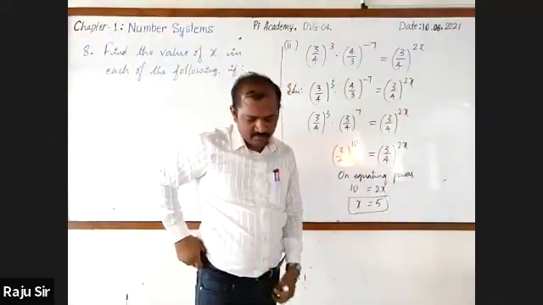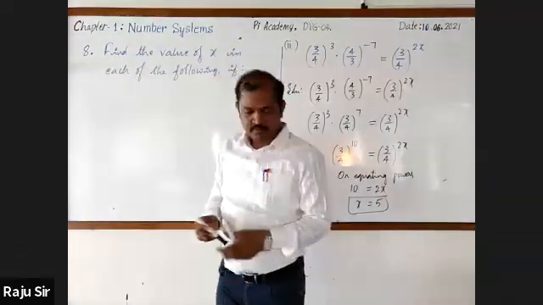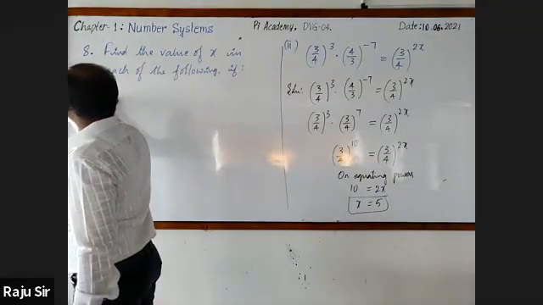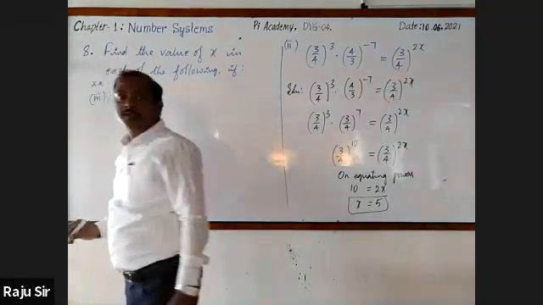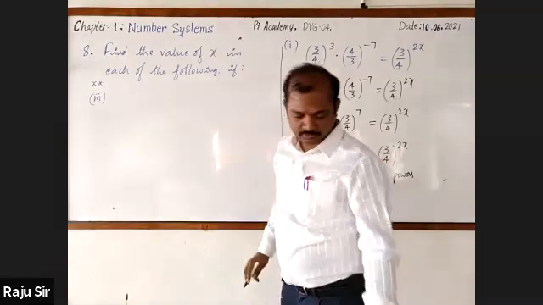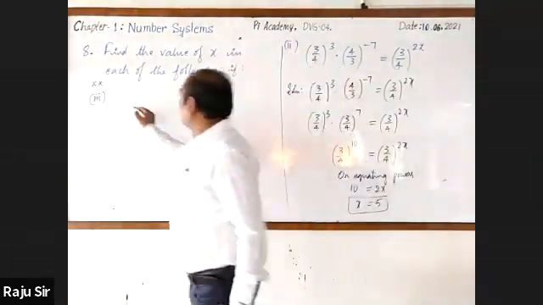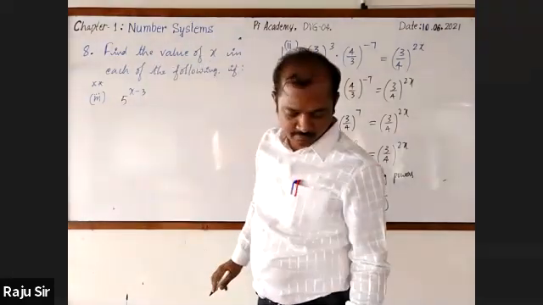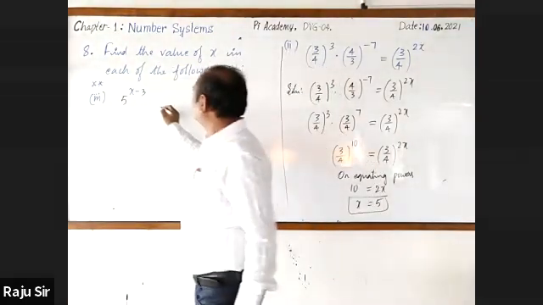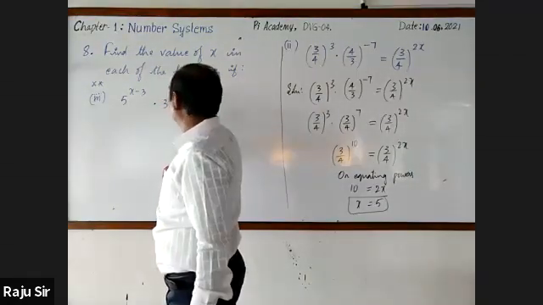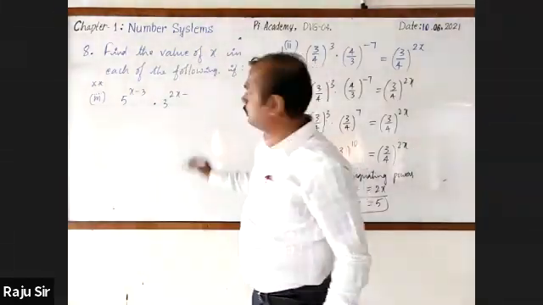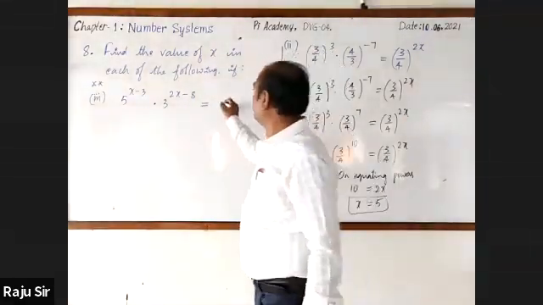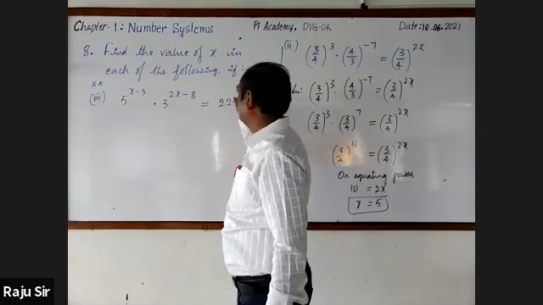Next one. Third. And this was given in the examination with double star. 5 raised to the power x minus 3, into 3 raised to the power 2x minus 8, is equal to 225.